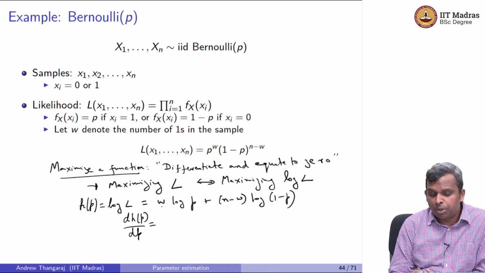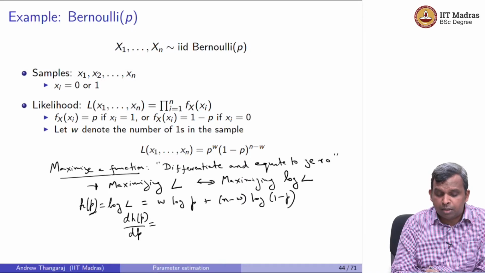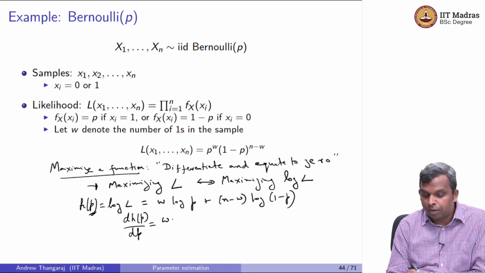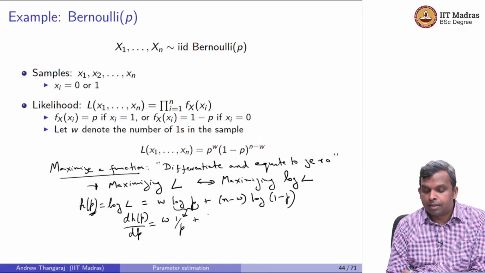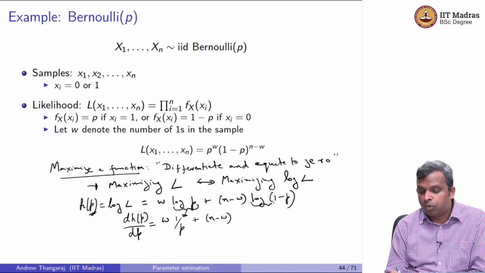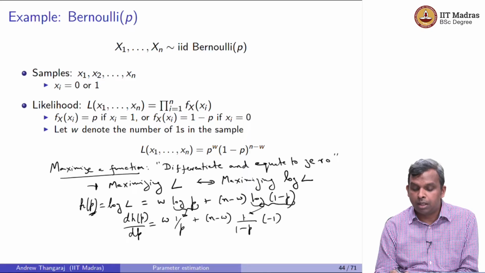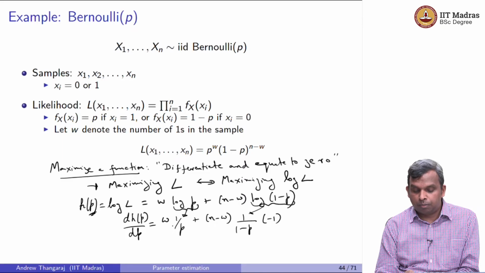When you differentiate, remember W and n minus W are constants. P is the only unknown here, and I want to maximize over P, so I differentiate with respect to P. W remains itself. What is the derivative of log P? You will get 1 by P. Plus, n minus W remains as such. The derivative of log of 1 minus P, using the function of a function rule, is 1 by (1 minus P) times minus 1. Is that okay? So you have got a very simple expression now, and this I am going to equate to 0.